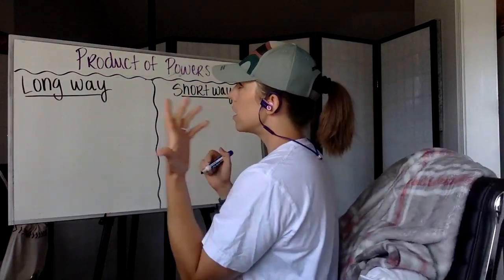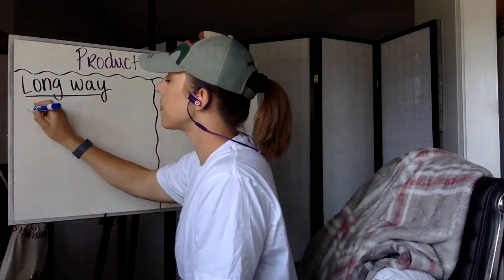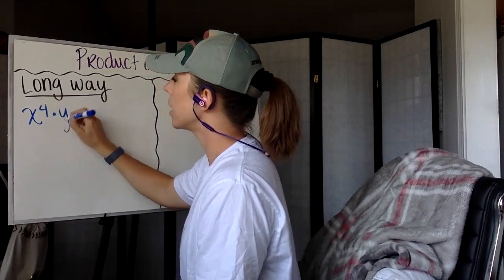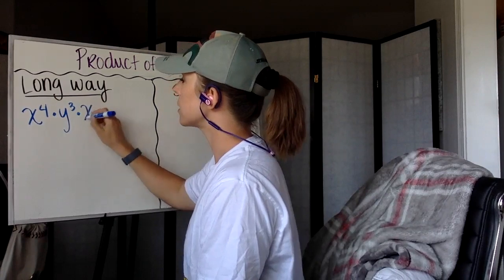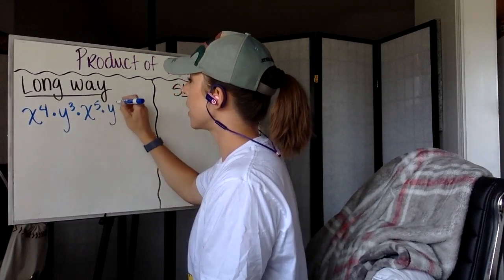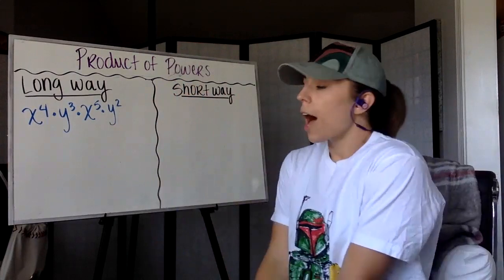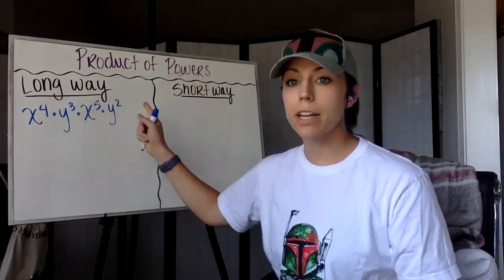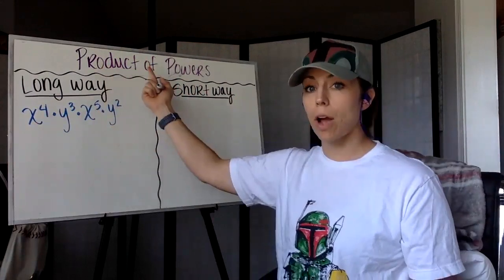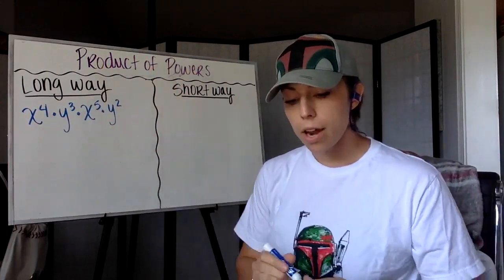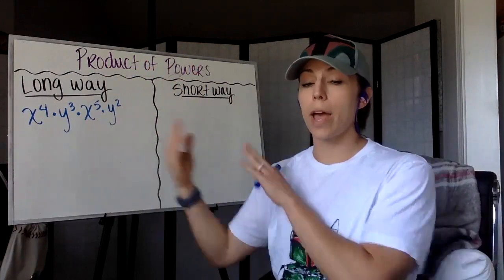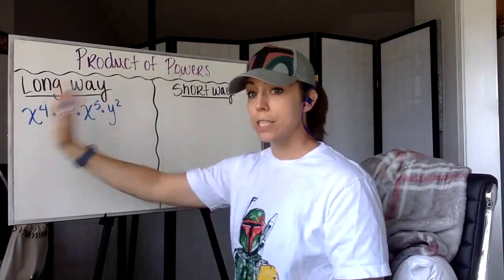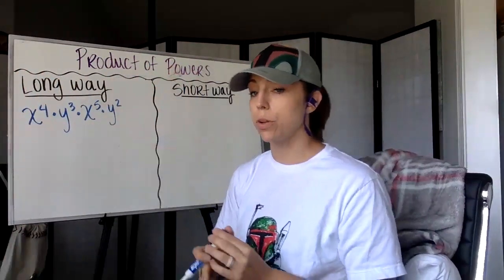So here's our example the long way. Let's say I have x to the 4th times y cubed times x to the 5th times y squared. So I basically have a product with 4 factors, and each factor is a power. That's why we call this a product of powers. The long way requires you to expand everything, so I'm going to expand each power into its individual factors.